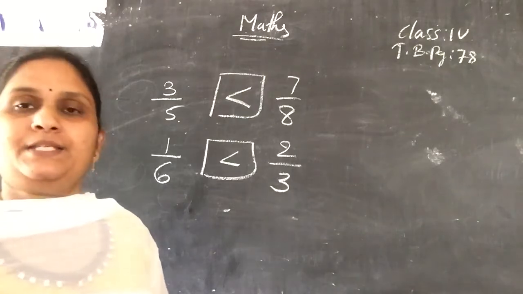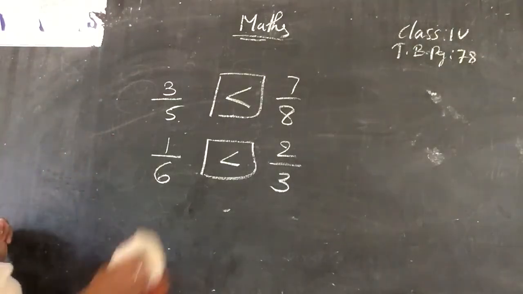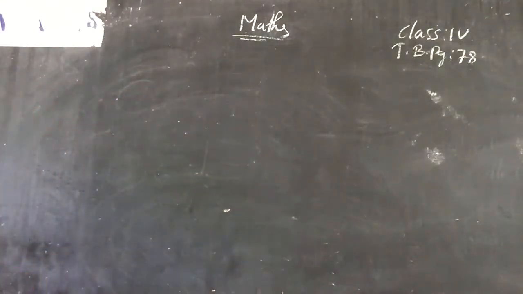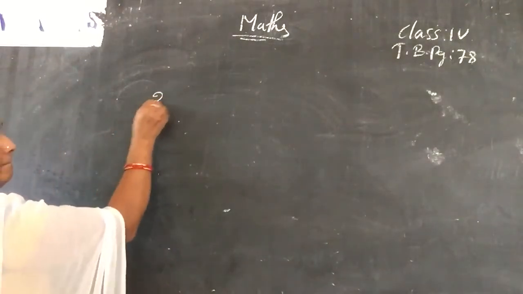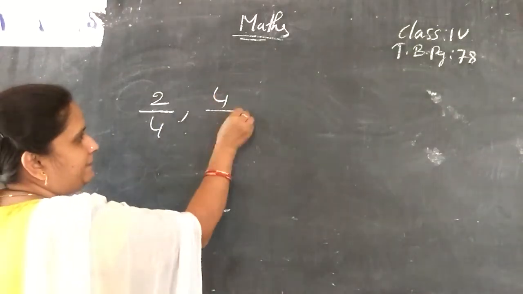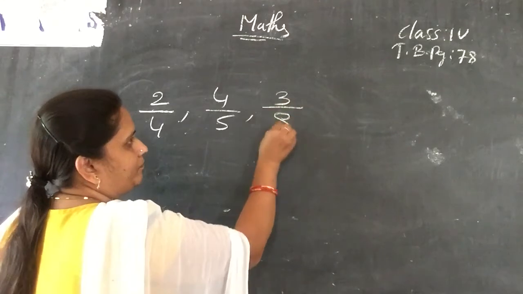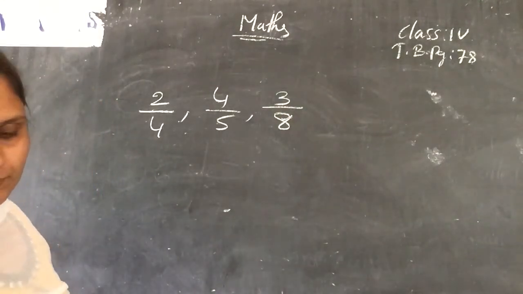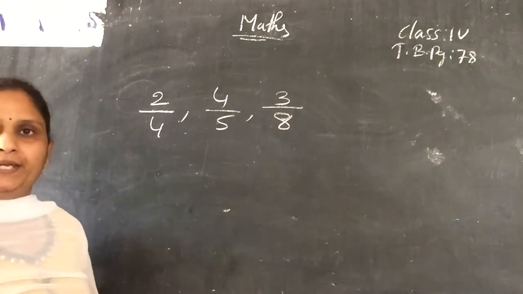Next, arrange in ascending order. Section 3. First numbers: 2 by 4, comma 4 by 5, comma 3 by 8. Write these numbers in ascending order.